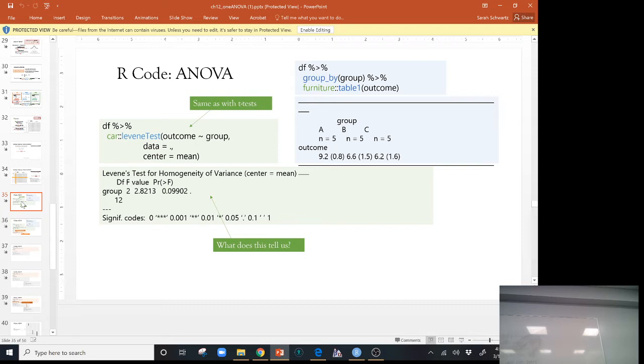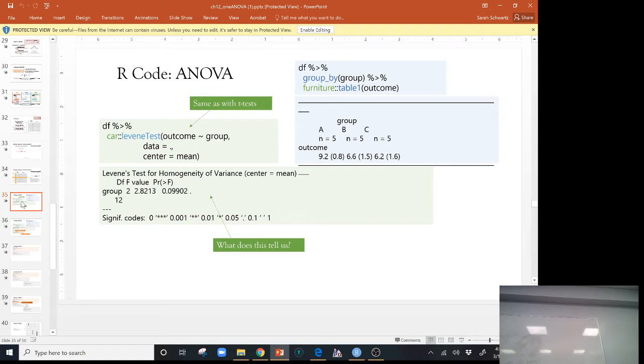So, what do we got right here? First thing I've got up here is the Levene's test. We've done Levene's test before, right? Before, we did a Levene's test when we only had 2 groups. Now we're doing Levene's test when we have more than 2 groups, like 3 or 4. But it works the same way.